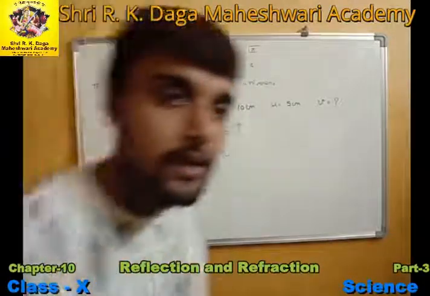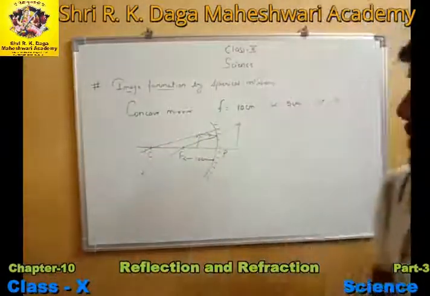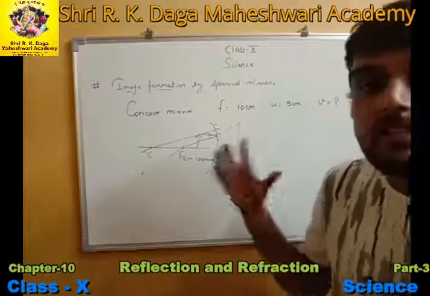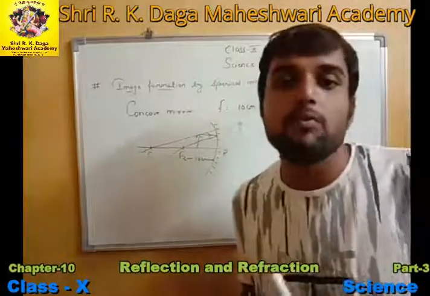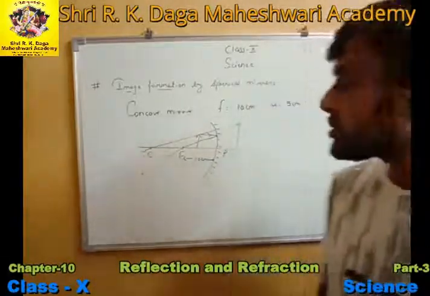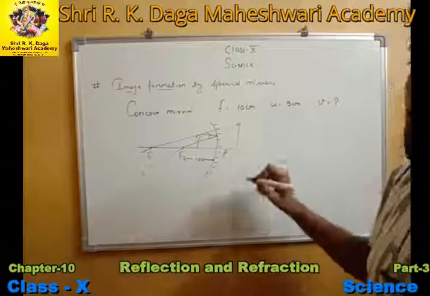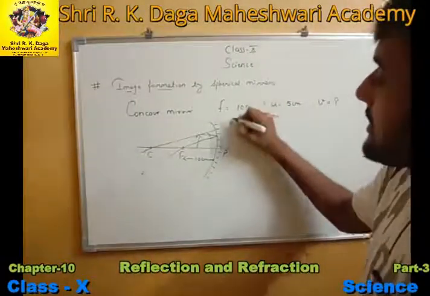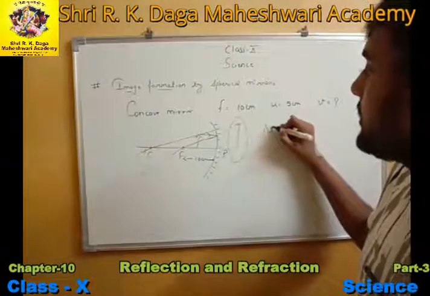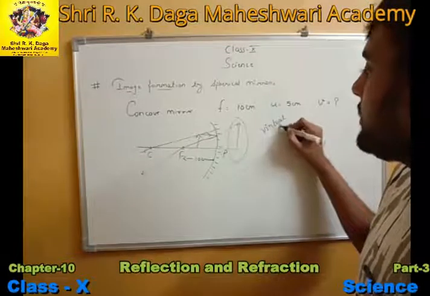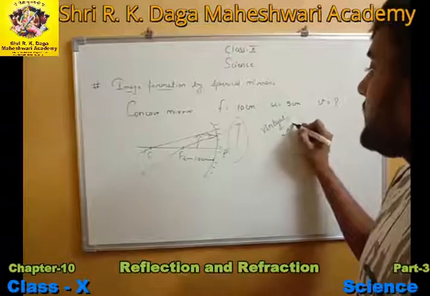So in this way, in numerical form also, if you are asked in the question to tell what will be the nature of the image formed, you have to make the diagram and then you can analyze that. In this case, the image will be virtual and erect.